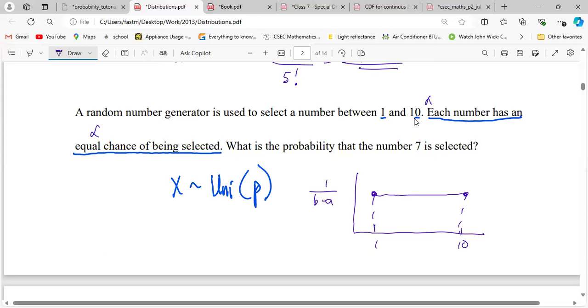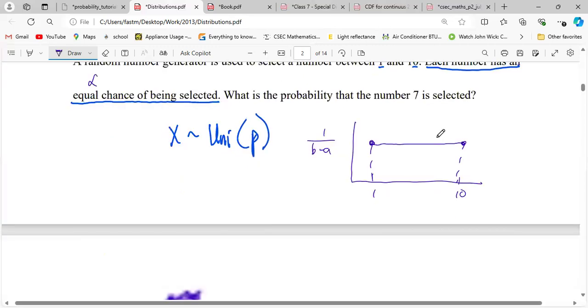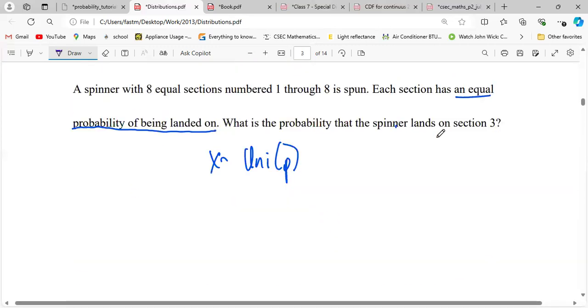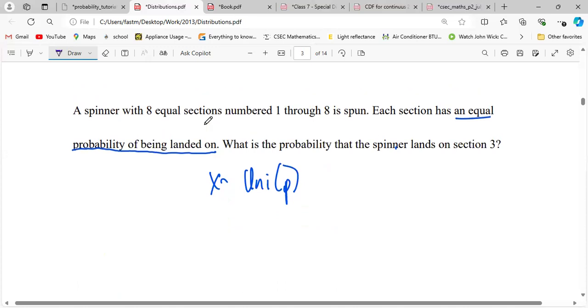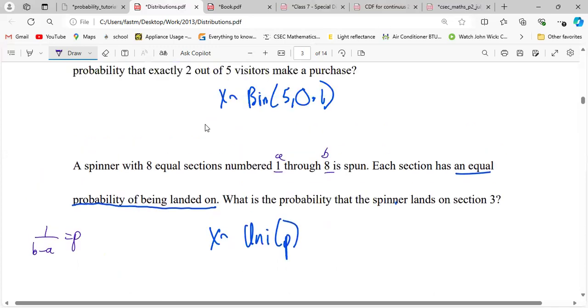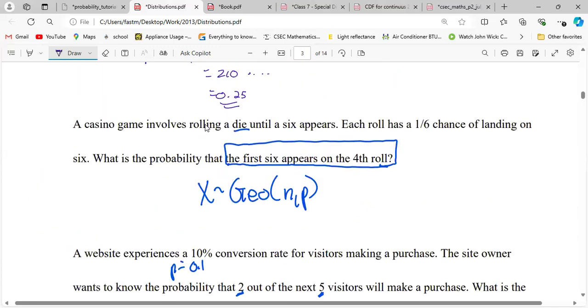That is the trick for the phrase you look for with the uniform: the probability of each outcome has to be the same no matter what. Each section has an equal probability of being landed on, so uniform straight off the bat. And the parameters for the uniform are a and b, with b minus a. In this case, 1 and 8. So that is the distribution.